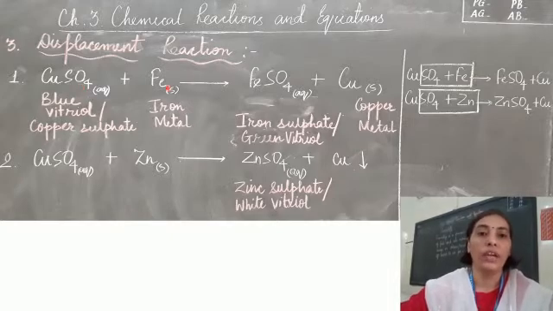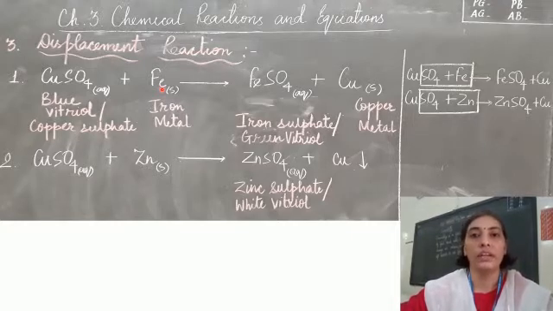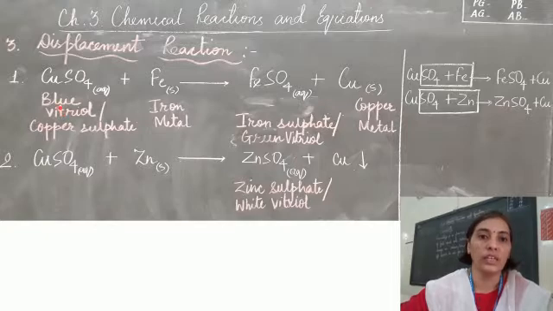Now to this we have added an iron nail. We can take an iron nail and dip this iron nail in the copper sulfate solution that we have prepared. This copper sulfate is also called blue vitriol, blue because of its color, and it's a sulfate salt and hence the name vitriol. Then this is iron metal that we have taken, it's a solid.